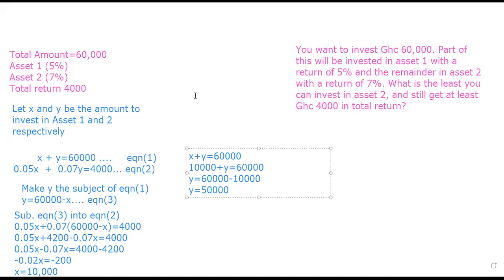So let's, yes, Martha. After getting the answers, if you want to verify your total return, how will you do it? Oh, you can actually use a calculator to verify, but you can also verify if you put the 50,000 and the 10,000 into equation two and see if you can get 4,000. You can also verify using the calculator. Okay. Yes, any other question?